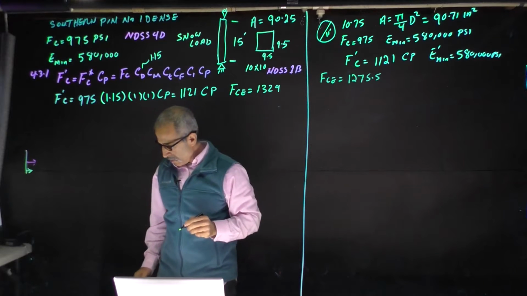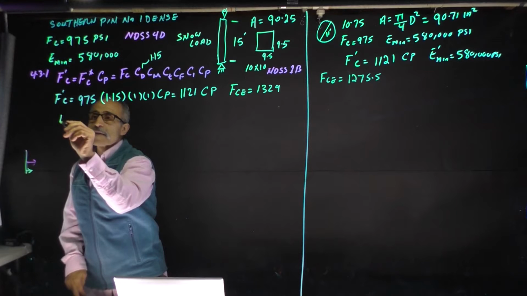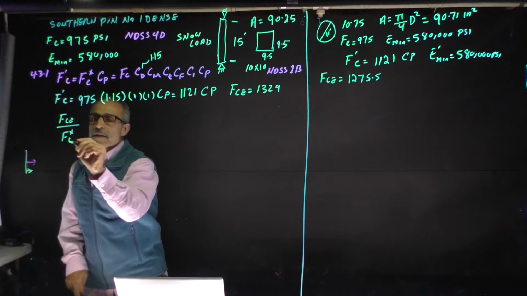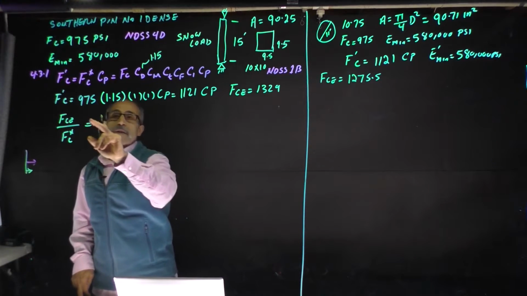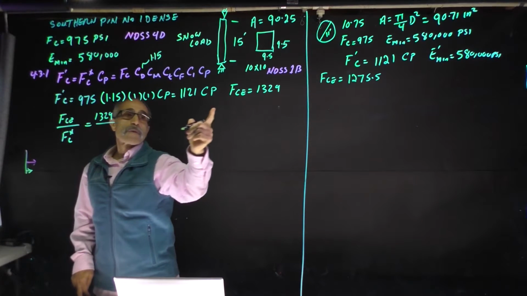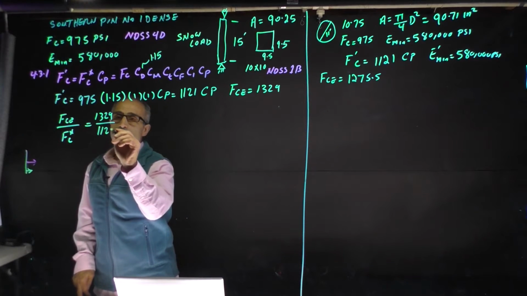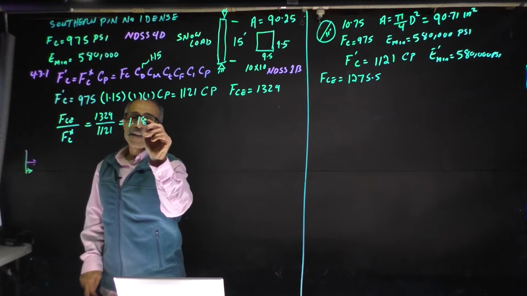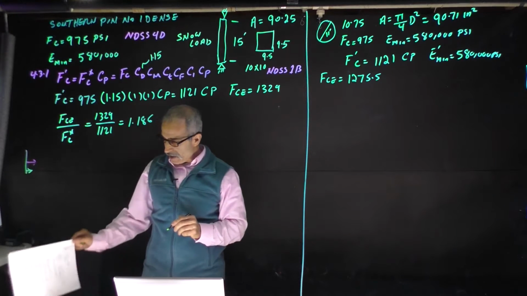Okay, so what I want to find is CP. Before I find CP, I want to say FcE divided by F*c, which came out to 1329 for this one, and 1121 for this one, and that gave me 1.186. Why do I need that?